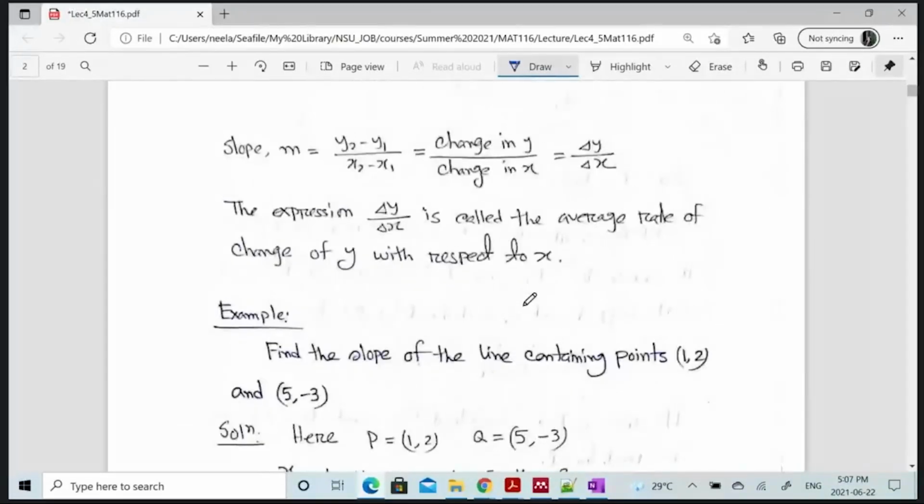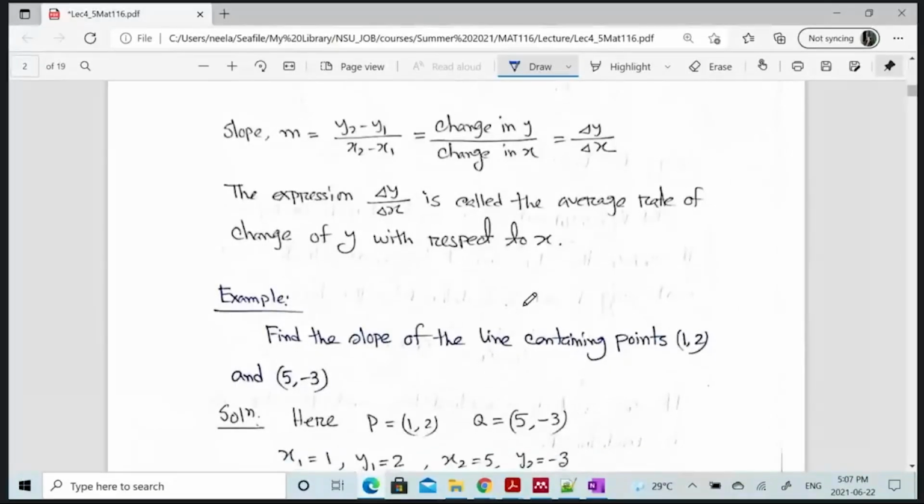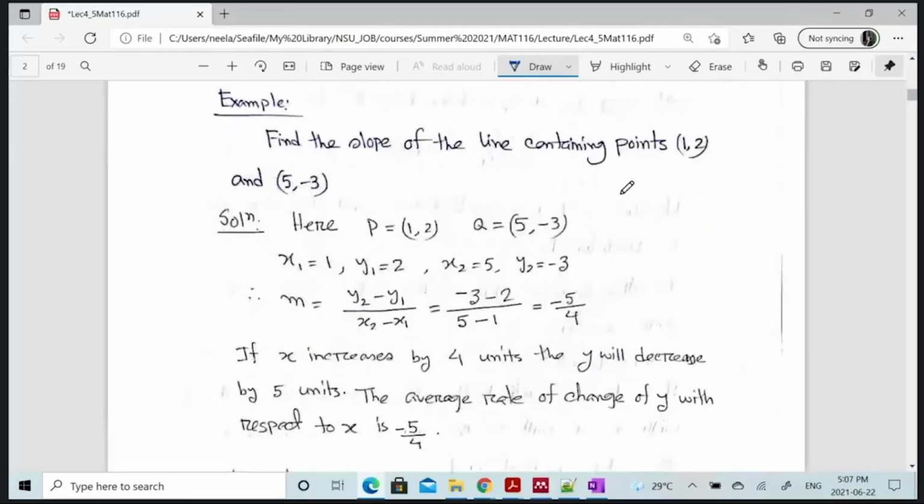So I might give you 2 points and ask you to find the average rate of change. What you have to do is find the slope using those 2 points, and that will give you your average rate of change. So we have an example here: find the slope containing the points (1, 2) and (5, -3). You can see here x1 equals 1, y1 equals 2, x2 equals 5 and y2 equals -3. You just plug all the values into the formula and you get the slope is -5/4.